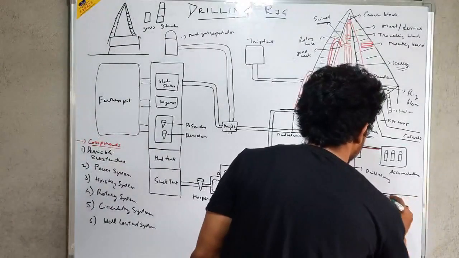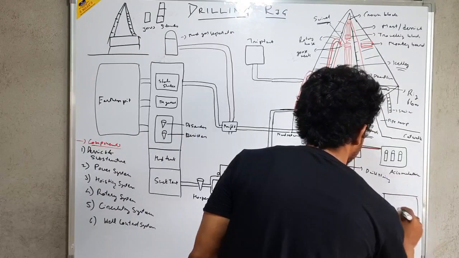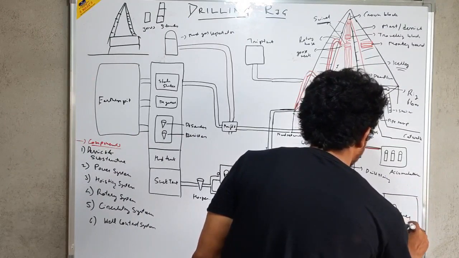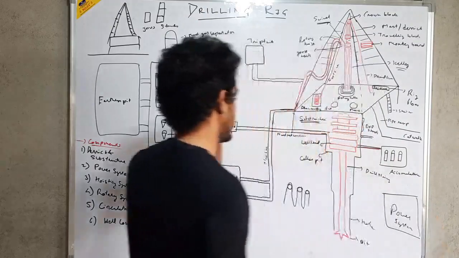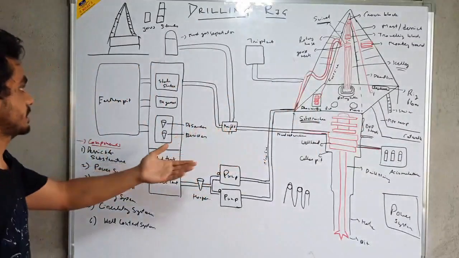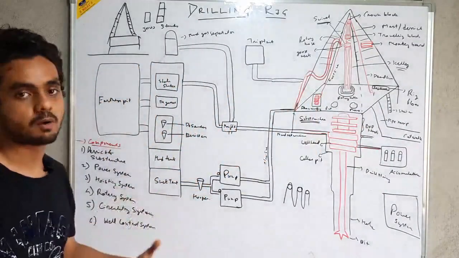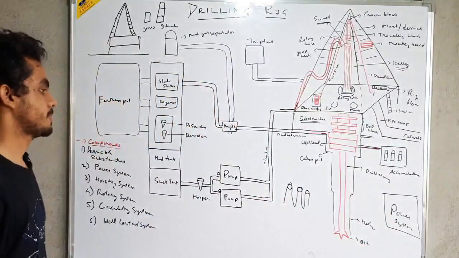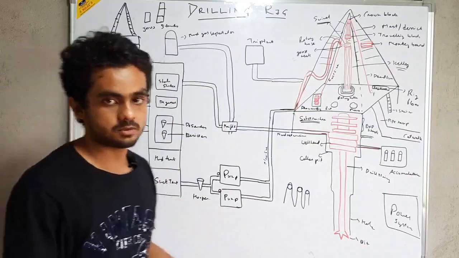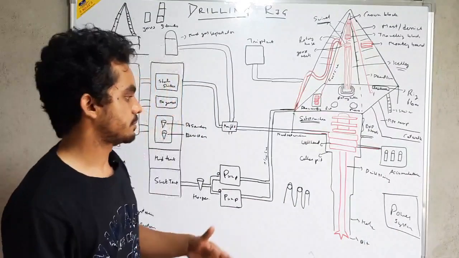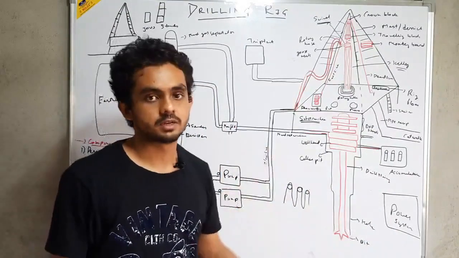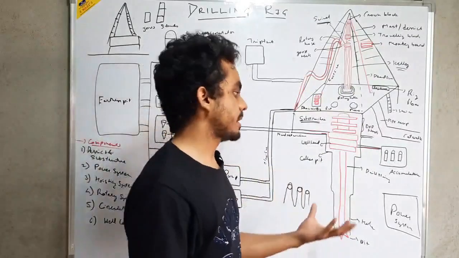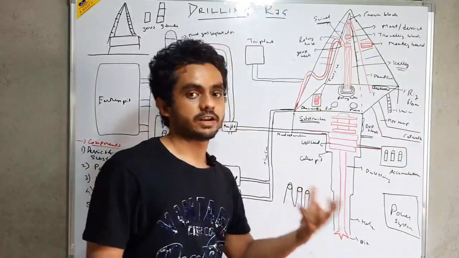Like any other machine, this machine also requires some amount of power to run. So that power is provided by this power system. There are different types of power systems depending upon the way the power is transmitted and the way the power is generated. Some power systems will generate electricity.